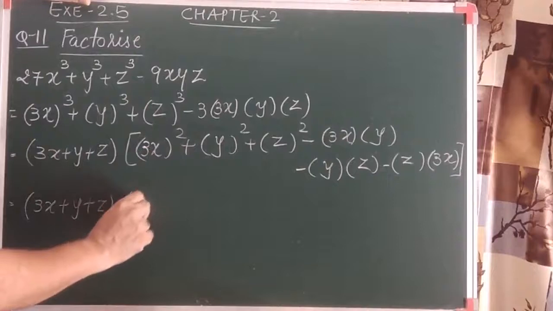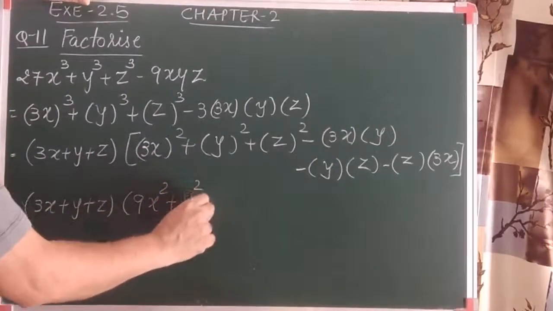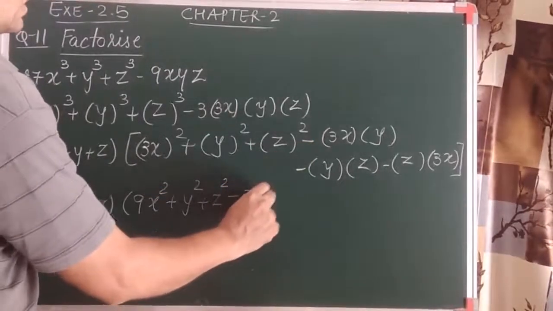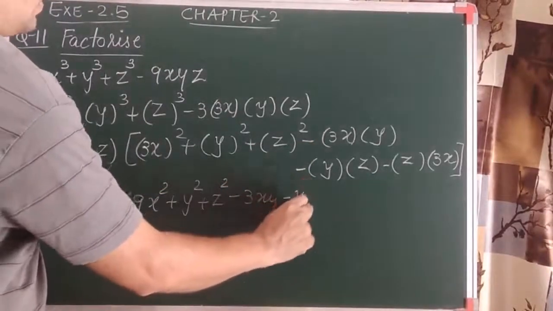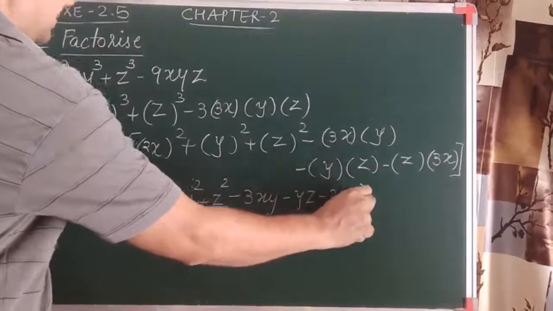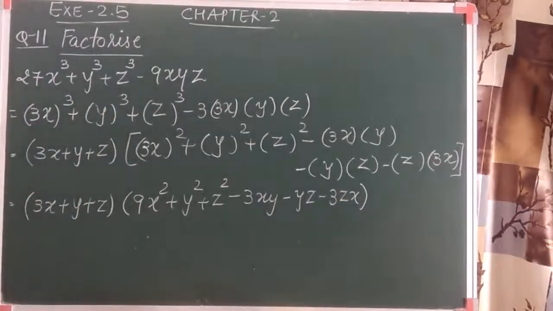Square of 3x, that is 9x square. Square of y is y square. Square of z is z square. Minus 3xy, minus yz, and minus 3zx or 3xz. So this is the factorization of the given question.